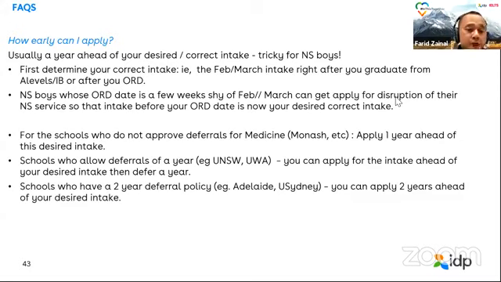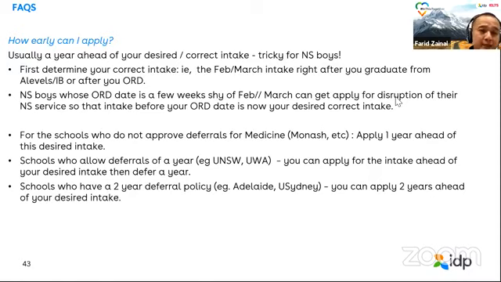Okay, so the next popular FAQ question is how early can you apply? This ties in with the question that I answered just before. All in all, you can try 1 year ahead of your desired intake. But do take note that the different universities have different deferment policies. So if they do allow deferments, chances are you can apply a year earlier.